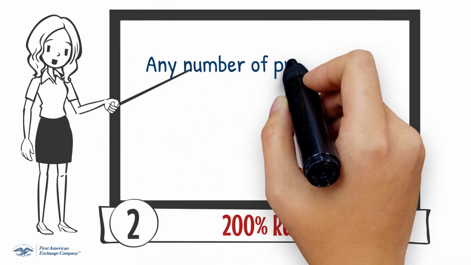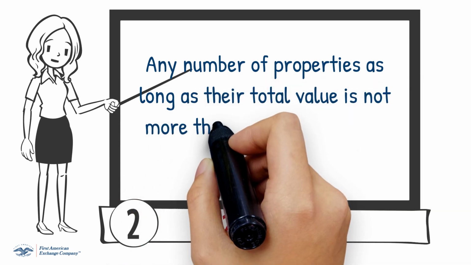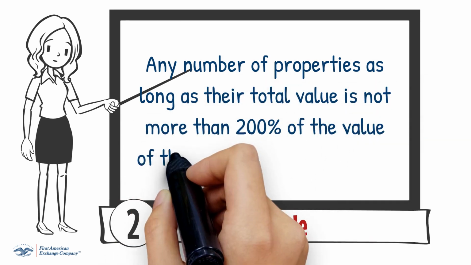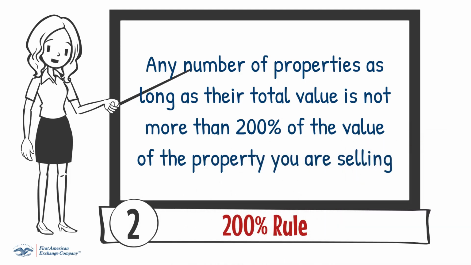If you want to identify more than 3 properties, you can use the 200% rule. With this rule, you can identify any number of properties as long as the total value is not more than 200% of the value of the property that you're selling.